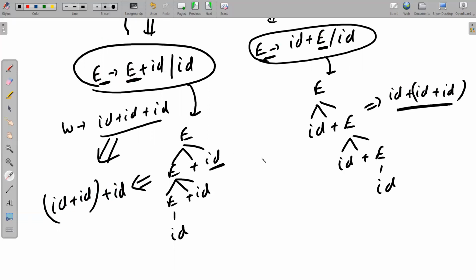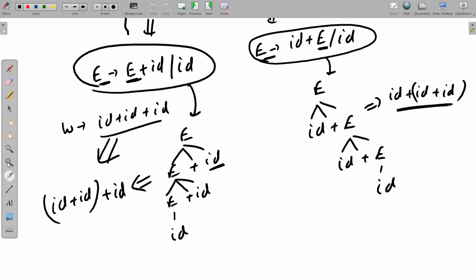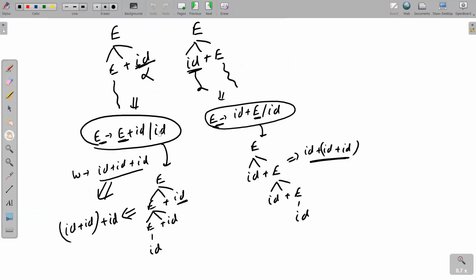So this is your first disambiguity rule, and lots of questions have been asked in various competitive exams according to this rule only. Don't worry about the questions. When I jump to the questions, you will get the idea of how exactly questions have been asked. But these are very important points. You have to remember them. Left recursion, left associative; right recursion, right associative. So please try to note it down carefully.